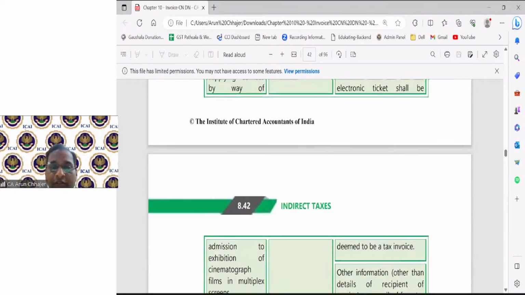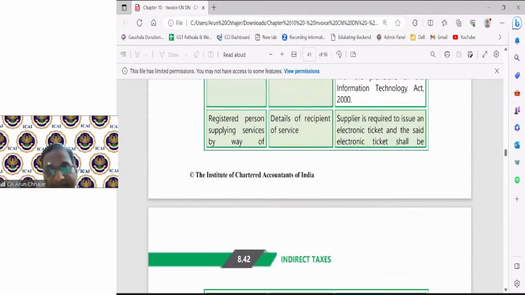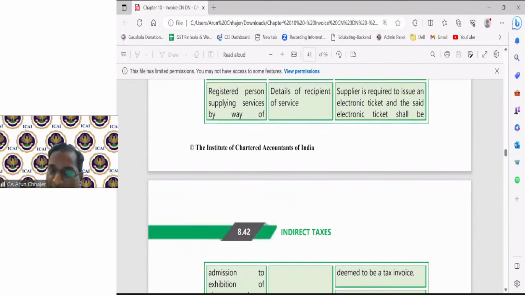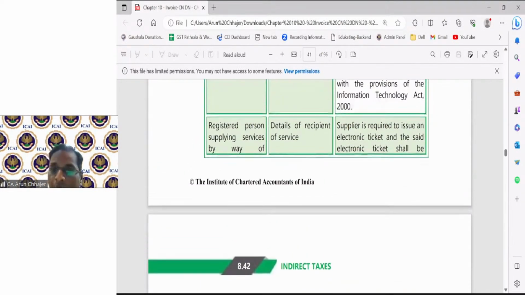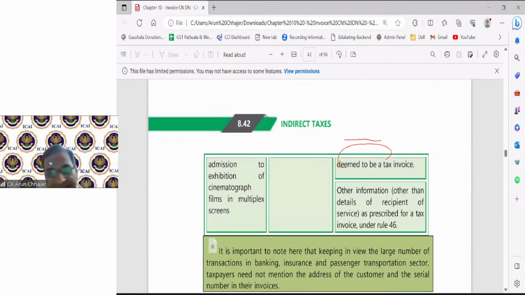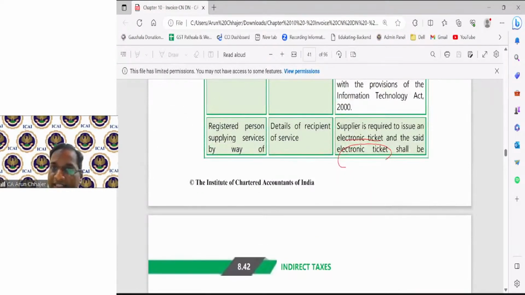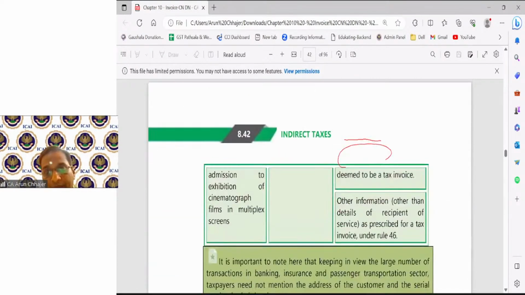Now, by way of admission to the exhibition of the cinematographic film in the multiplex screen. What is optional? Details of the recipient. What is mandatory? Supplier is required to issue an electronic ticket, and said electronic ticket shall be deemed to be the tax invoice. The only relaxation is that details of the recipient is not required.